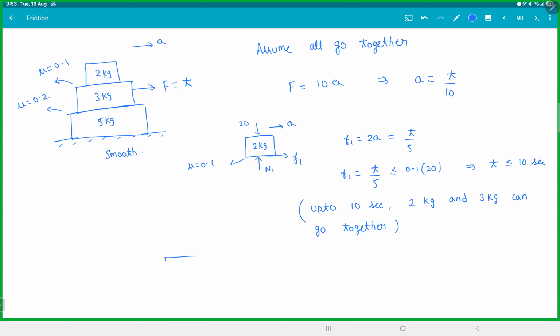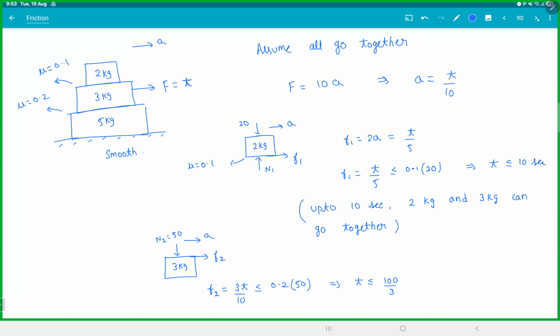Now, if you take the 3 kg block, then this friction will be F2. This will be acceleration. This F2 will be 3A, which is 3T by 10. This must be less than equal to 0.2 into normal reaction, which will be 50. That would be 10, and T will be less than equal to 100 by 3. This N2 is 50. 0.2 into 50 is 10, 100 by 3.